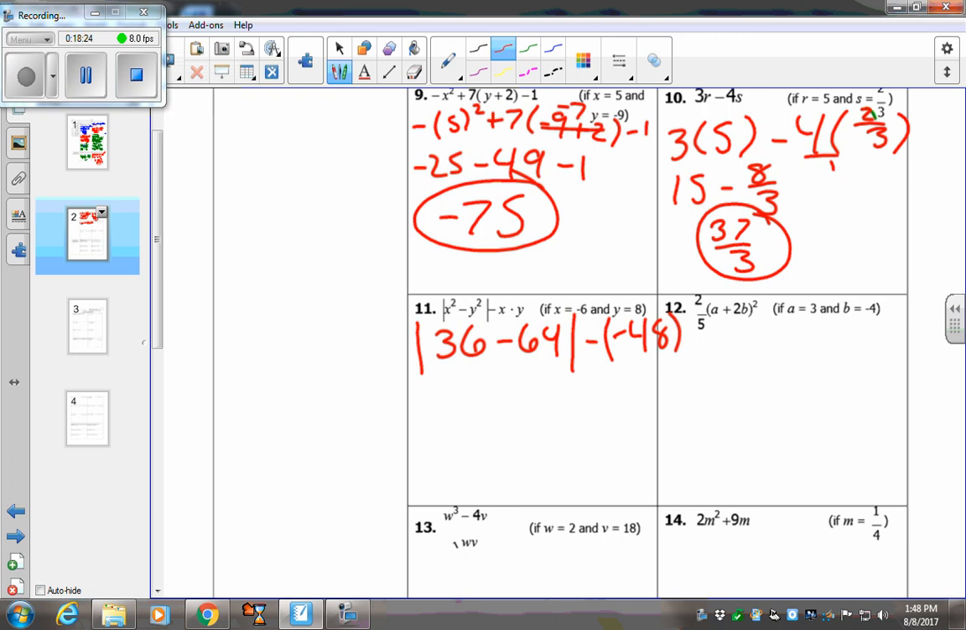We're getting there. Okay? What he was saying is we have two negatives. So because I have two negatives right here, it becomes a positive. All right. 36 minus 64 is? Negative 28? Okay. The absolute value of negative 28 is? So I'm going to have 28 plus 48, which gives me 76.